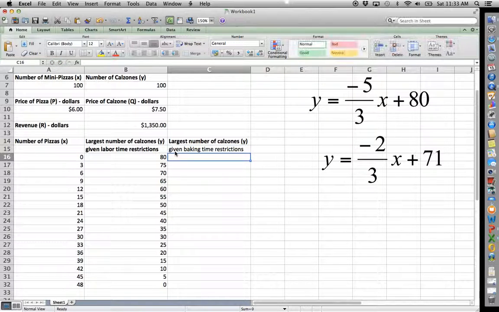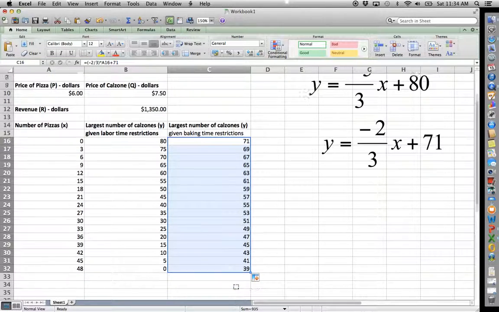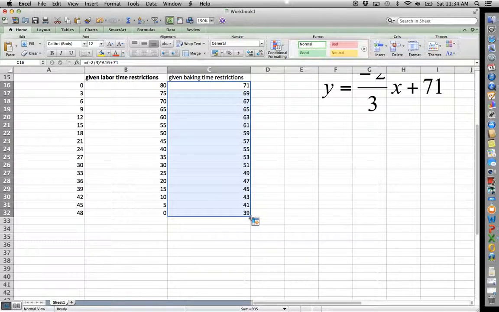And we're going to do the same thing we did last time. So I'm going to press 0. So this is equal to parentheses -2 divided by 3 times the number of pizzas plus 71. And then, of course, if you highlight this and go down, we should be able to go down all the way to 48. In fact, we can go down even further if we wanted to.